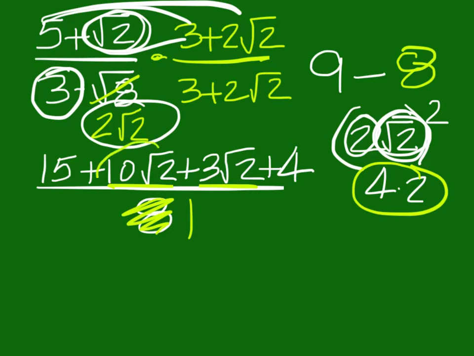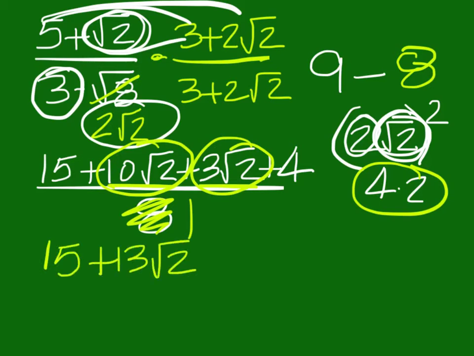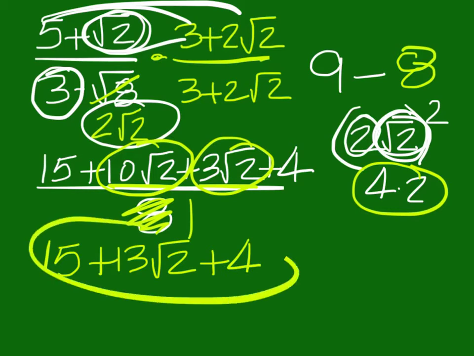But up here, you have 10 square root of 2 and 3 square root of 2. You could make that 13 square root of 2. And then plus 4 for your final answer.